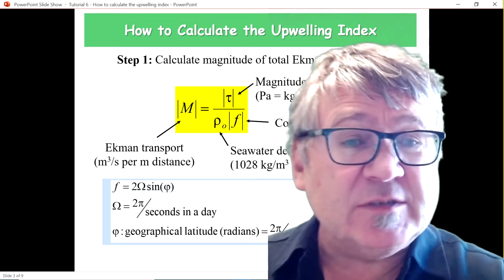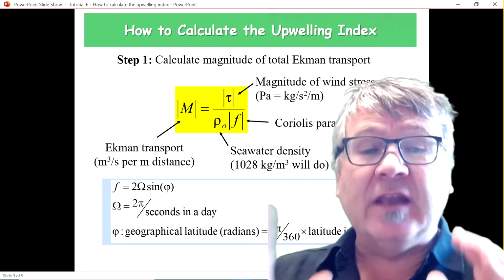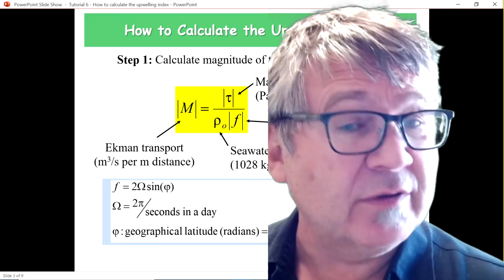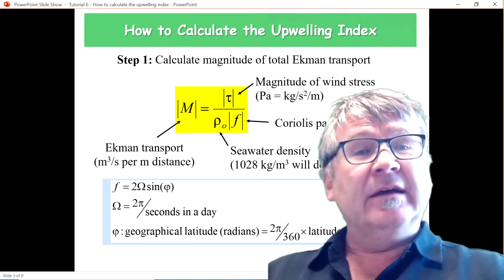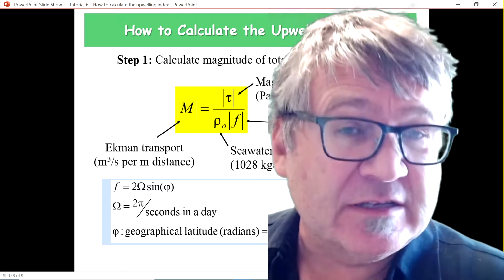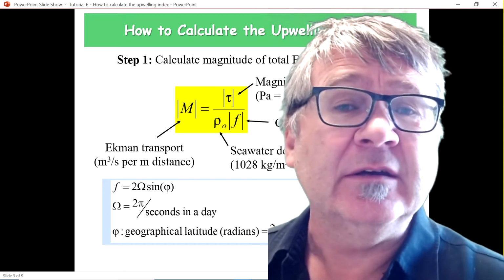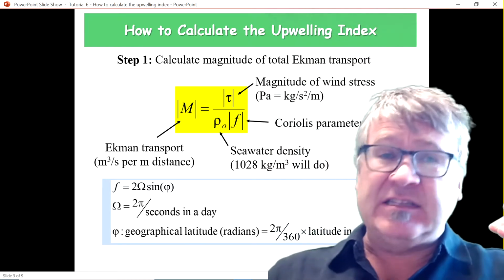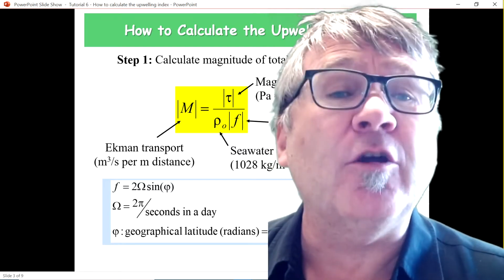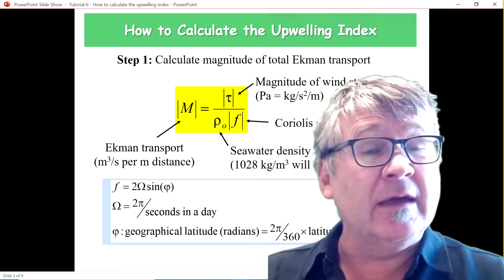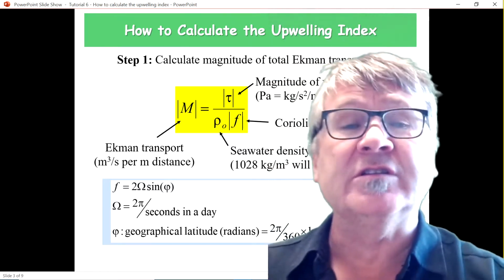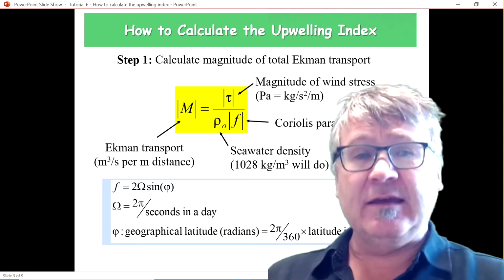So the first thing that we do is we work out the total Ekman transport, just ignoring the directions altogether. Just a reminder, under the action of a frictional force that comes from the wind stress, the wind blows along the surface, creates friction with the surface, and the consequence is the development of Ekman layers. What's involved in Ekman layers is the frictional force and the Coriolis force. That sets up these Ekman layers.